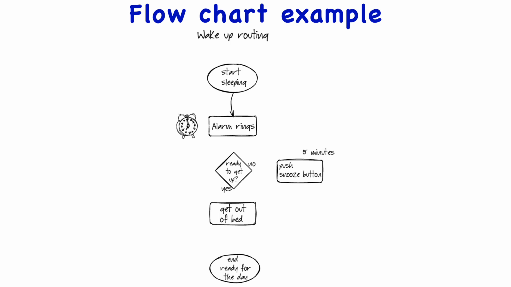From the start, the flow goes to the alarm rings, then go to the decision, ready to get up, no, push the snooze button to get 5 minutes, and loops back to the alarm rings. Then go to the decision again, ready to get up, this time yes. Now the flow goes to get out of bed. And after that, we're ready to start the day, and that ends the flow.